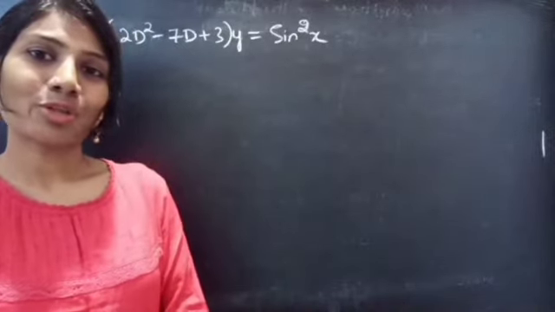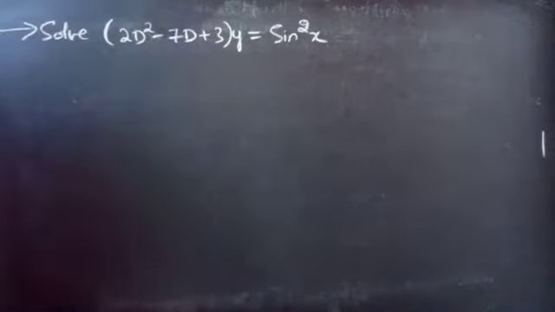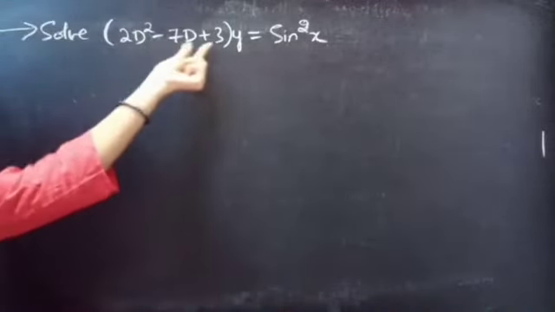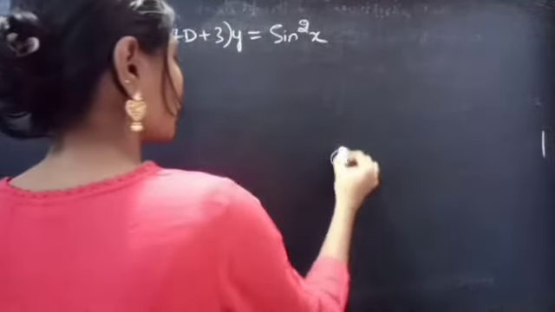In this video, we are going to solve a differential equation from higher order linear differential equations. So let's get going. Problem: (2D² − 7D + 3) y = sin² x. Firstly, let's find the order and degree of the given differential equation.